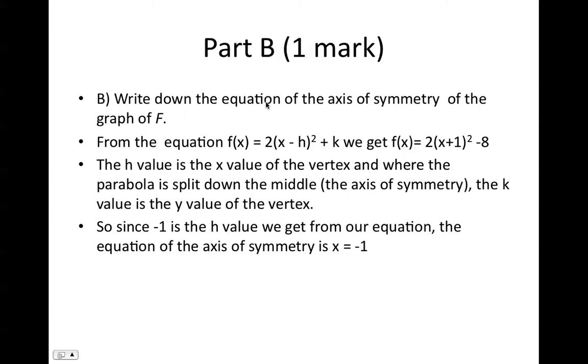Part B says, write down the equation of the axis of symmetry of the graph of f. So from the form f of x equals 2 bracket x minus h squared plus k, we get f of x equals 2 bracket x plus 1 squared minus 8. The h value is the x value of the vertex, where the parabola is split down the middle, so where the axis of symmetry is. And the k value is the y value of the vertex, but that's not important for this question. Since negative 1 is the h value, the equation of the axis of symmetry becomes x equals negative 1.